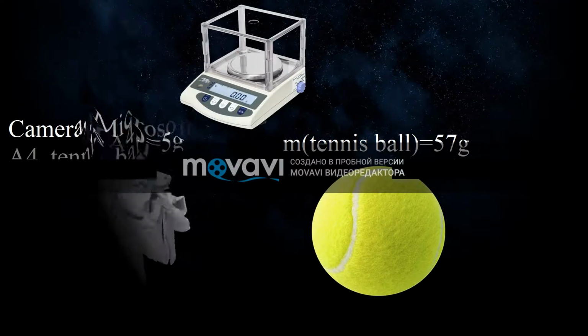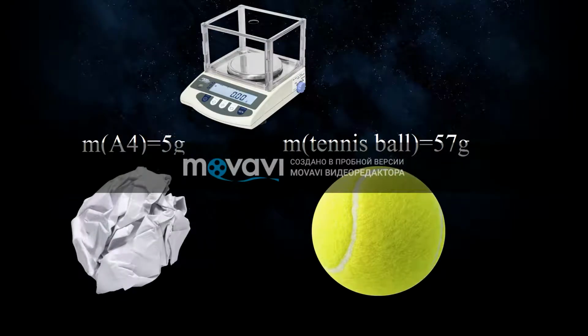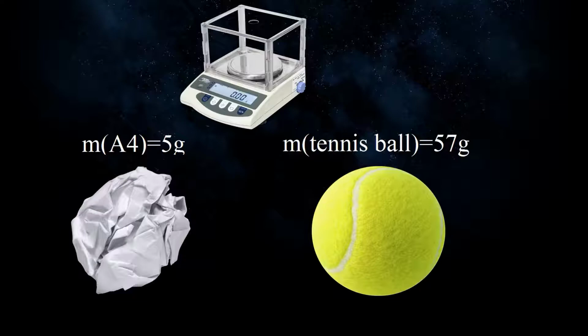ball. At first, it was necessary to choose an object with which I will work. The first one is a sheet of paper A4 and the second is a tennis ball.